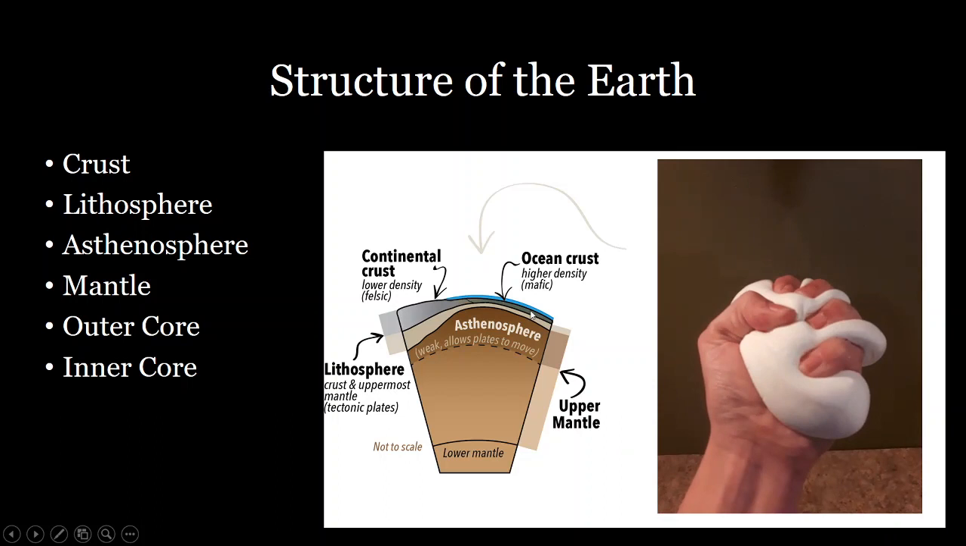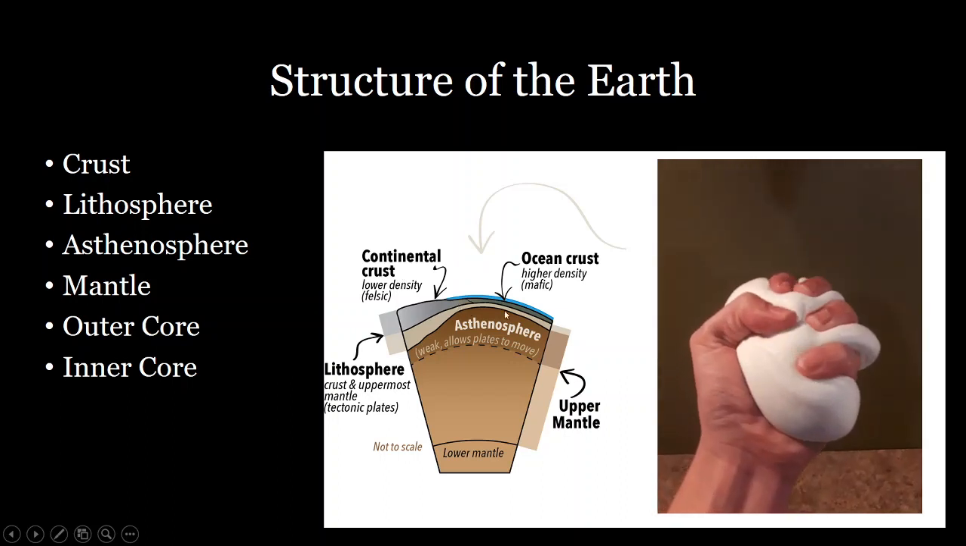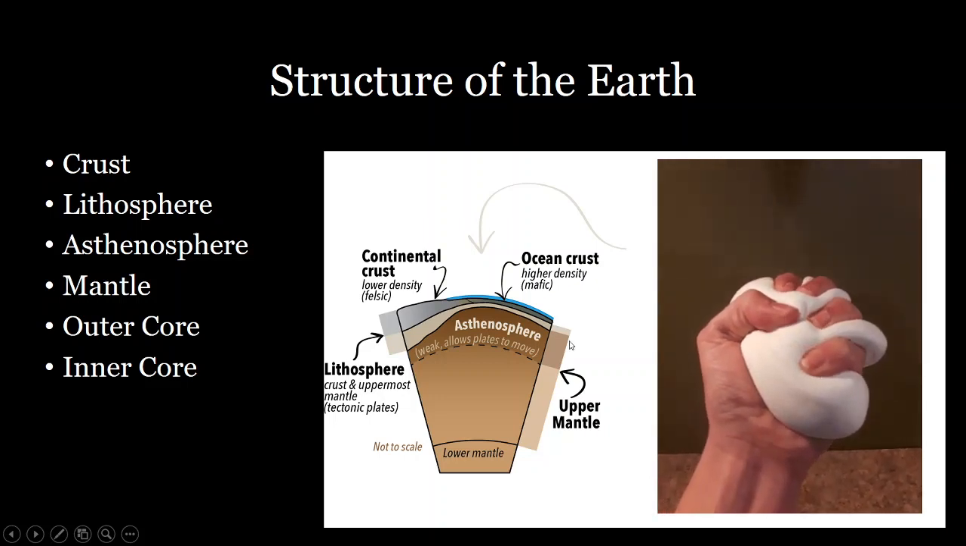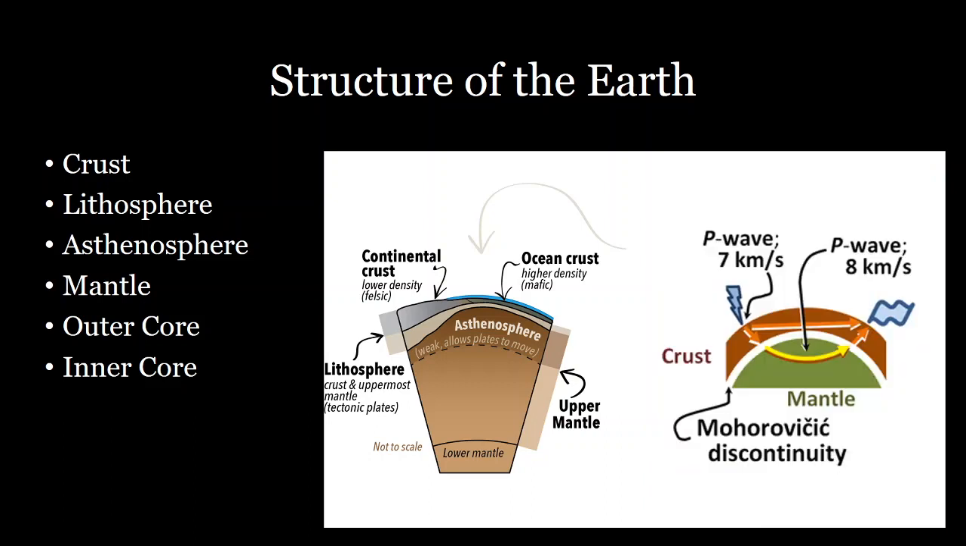The asthenosphere is below the crust, and it, unlike the lithosphere, acts plastically. It can be easily deformed, like this ball of Play-Doh here. It's what allows the plates to move because it's fairly weak in structure and can deform as the plates move on top of it.